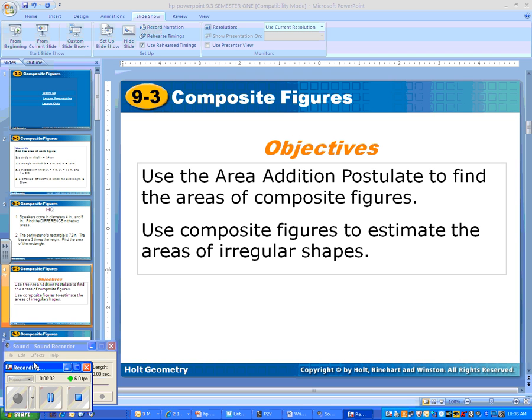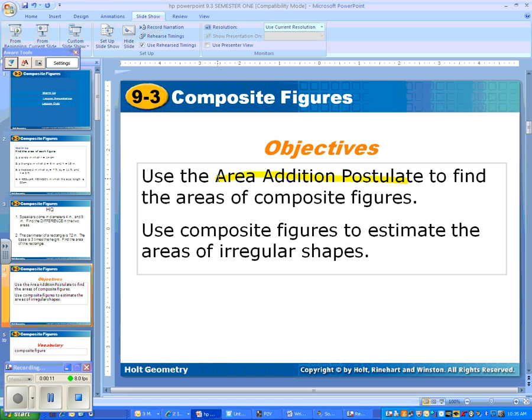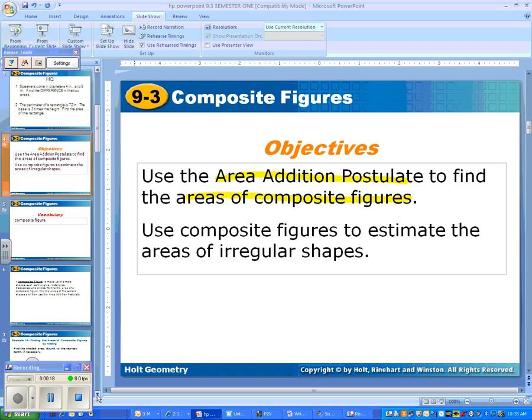Okay, in 9.3, we're talking about composite figures, and what we're going to focus on is using the area addition postulate to find the areas of composite figures. Composite figures are when we have more than one simple shape. So let's say we had a square and we had a triangle. We want to figure out what the area of this composite figure is. A composite figure is when we have two or more simple shapes that make up this shape.